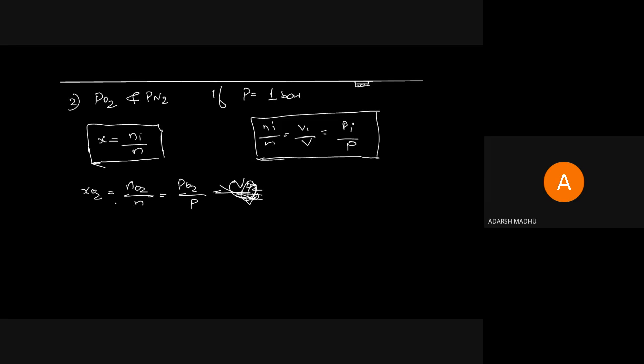PO2 is equal to NO2 by N into P. What is this equation? X equal to Ni by N. That is the mole fraction equation, the equation for mole fraction, Ni by N.